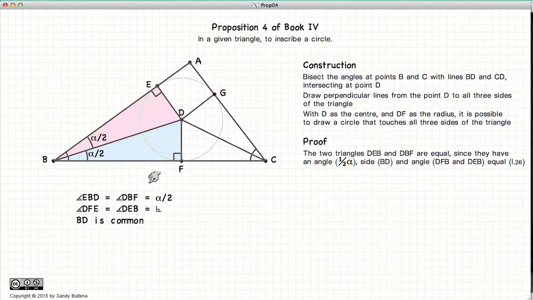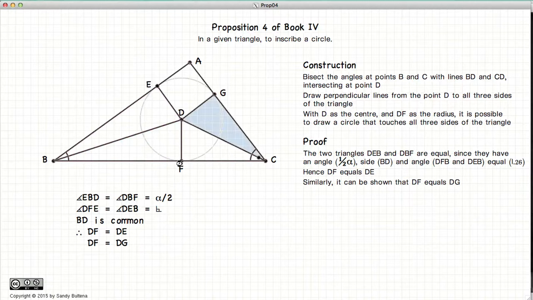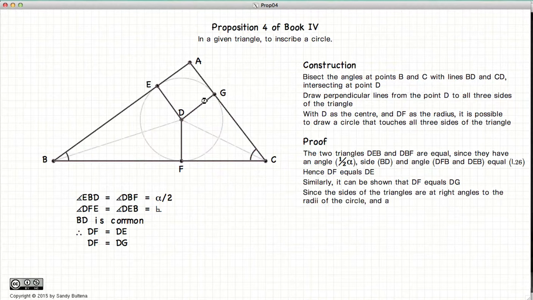And if you remember from way back from the first book, if you have two triangles that have one side being equal and two angles, this angle, this angle, then the triangles are equal. So we have side angle angle, the two triangles are equal. If the two triangles are equal, then the sides are equal. So ED will be equal to DF. Now we can use the same argument to show that DF is equal to DG and that DG is equal to ED.